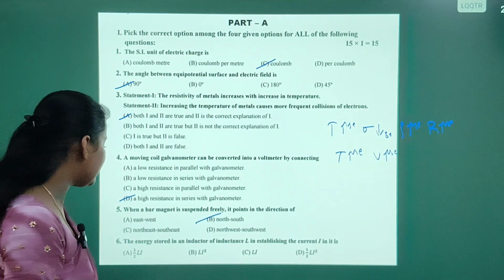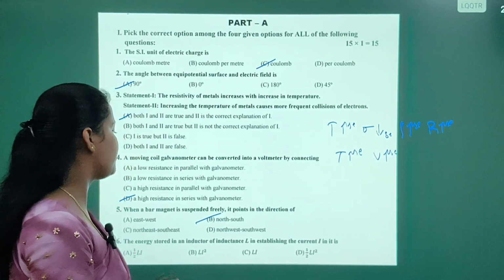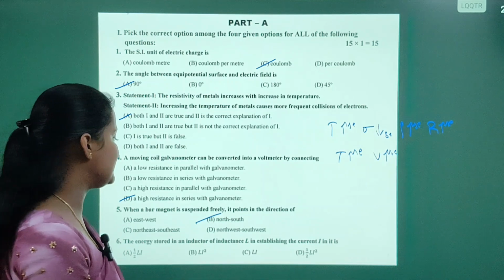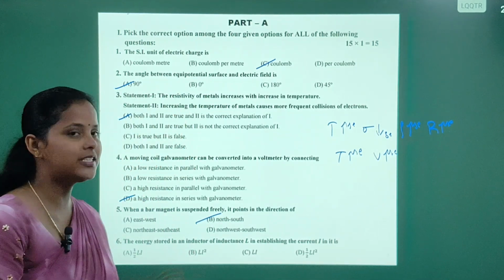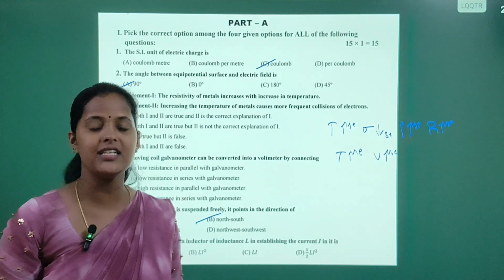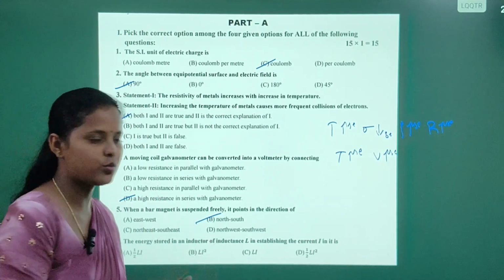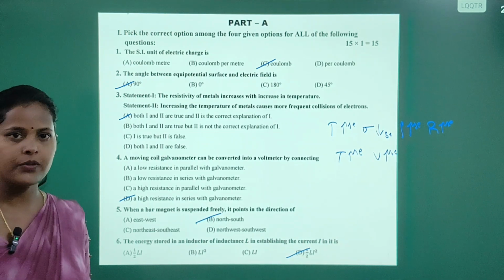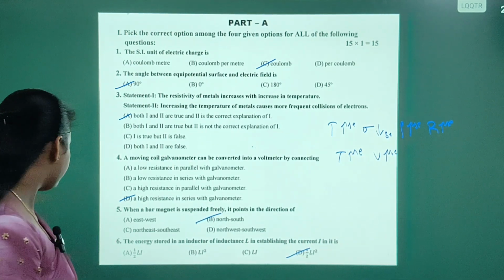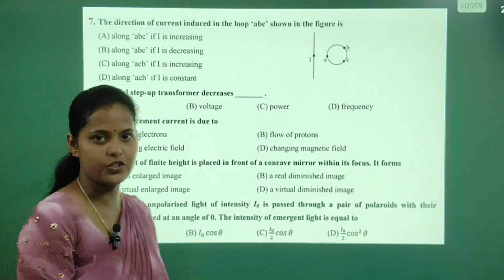And the sixth question: the energy stored in an inductor of inductance L when the established current is... So here, the formula for the energy stored in the inductor is E equals half L i square. So option D is the correct answer for this question. Okay, let's move on to the seventh question.